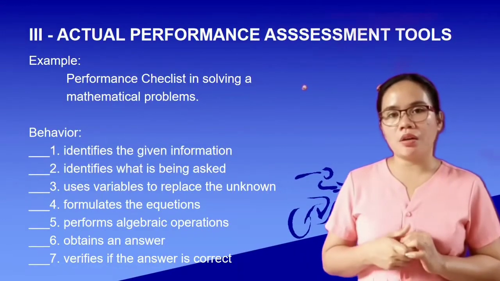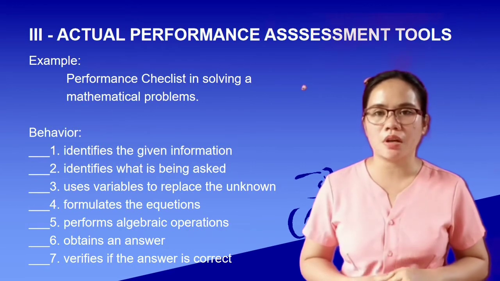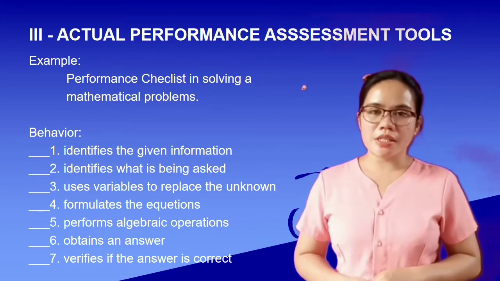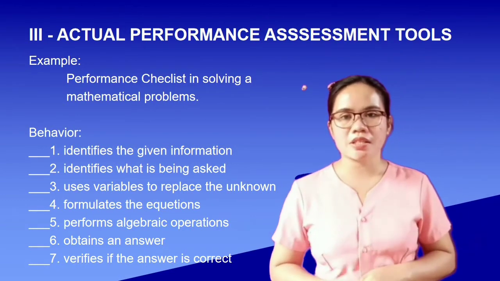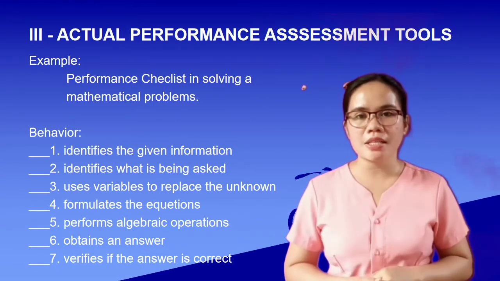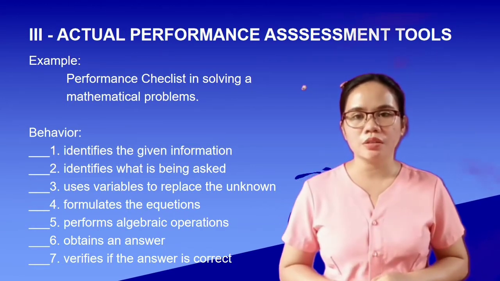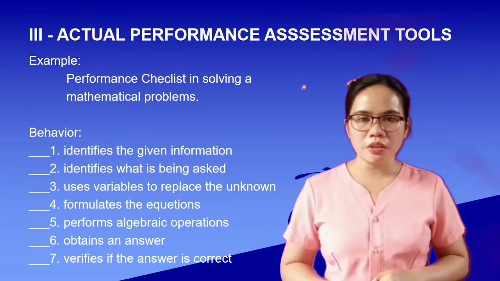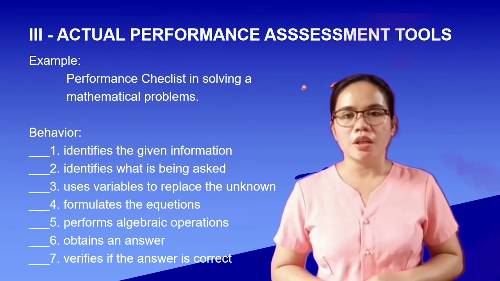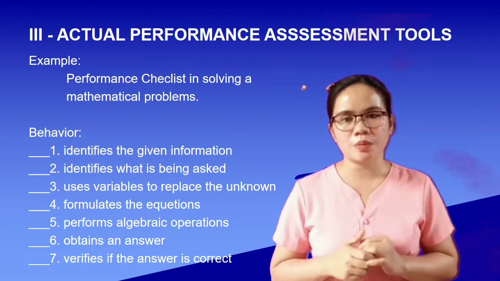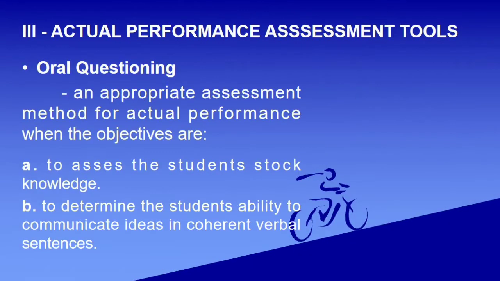This is the example of performance checklist in solving mathematical problems. Students can identify the given information. Next is identify what is being asked. The next is using variables to replace the unknown. Formulates the equation. The next is perform the algebraic operation. The second to the last is obtains an answer, and the last is verify if the answer is correct.